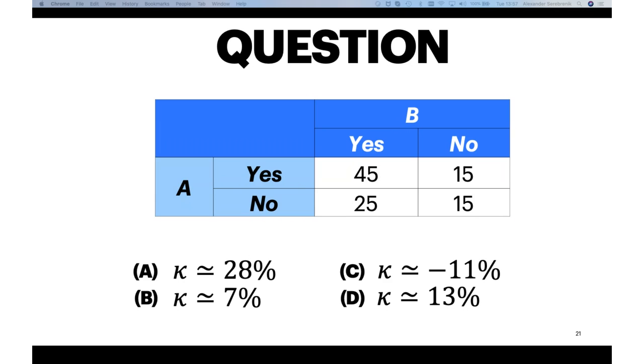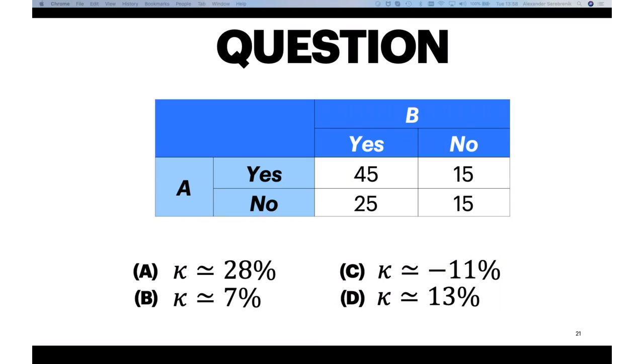In the same way, we are computing it for class no, for the situation when both tools agree to say no. And there we get the second row, 25 plus 15 divided by the total, it's 0.4. And the second column, 15 plus 15, it's 30 divided by 100, 0.3, the product is 0.12. So the expected agreement is 0.54.